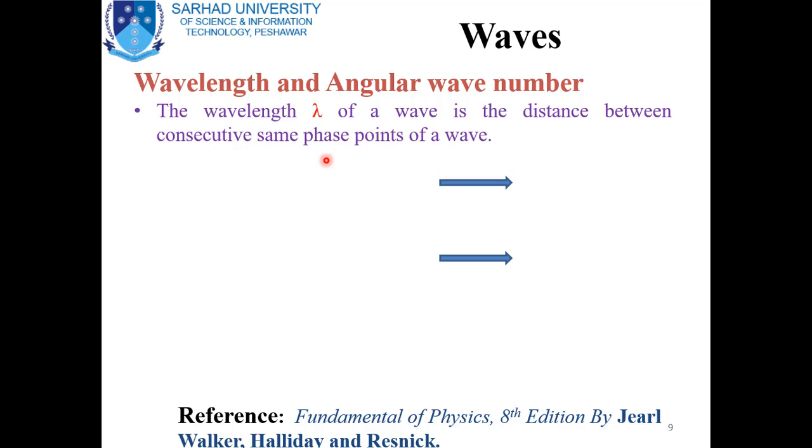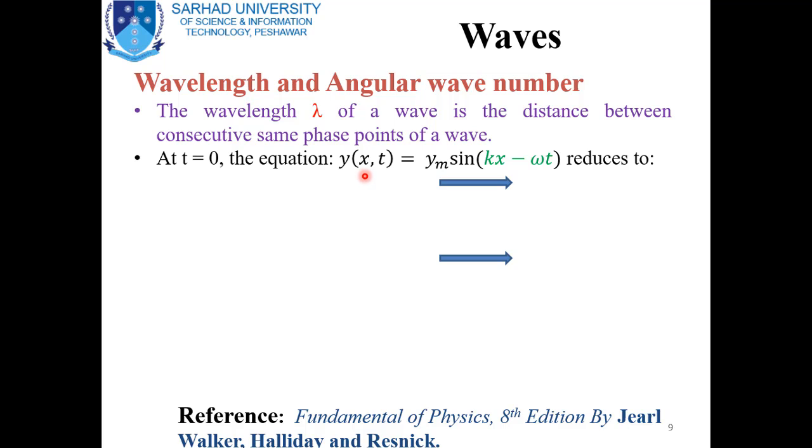We develop a mathematical expression for the transverse wave, in which particles of the medium vibrate along the y-axis while the disturbance moves along the x-axis, and we write the expression y, which is a function of position and time, equal to ym sin(kx minus omega t). So we are going to develop the relation between wavelength and angular wave number.